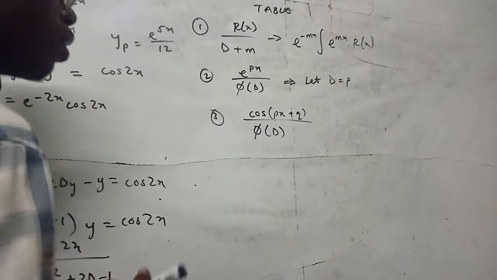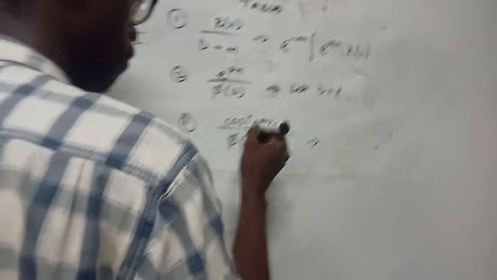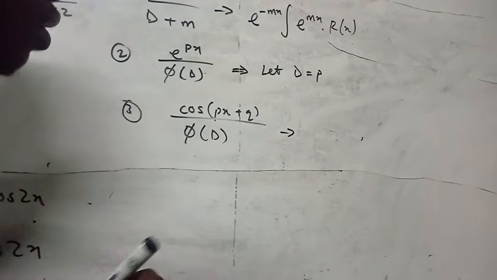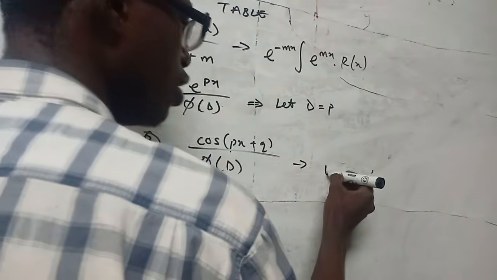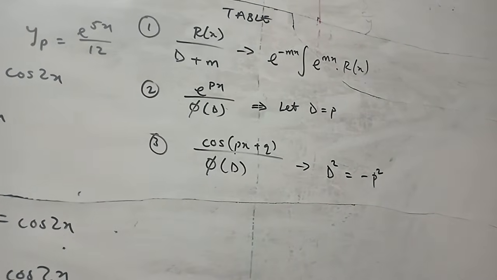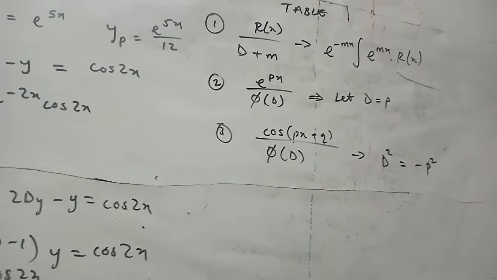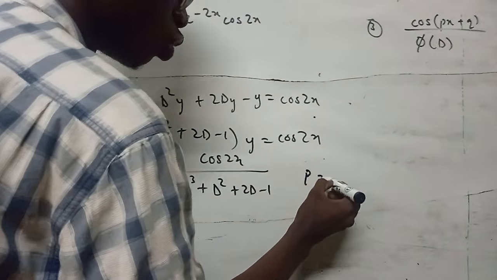So we are going to transform this into something like this. The transformation we are going to use here is d squared equals minus p squared. D squared equals minus p squared. So we have cos 2x, which means our p is 2. So in this question, our p equals 2.